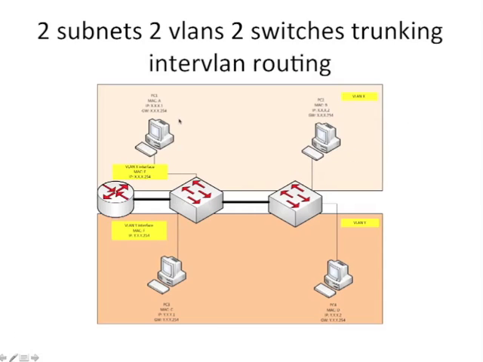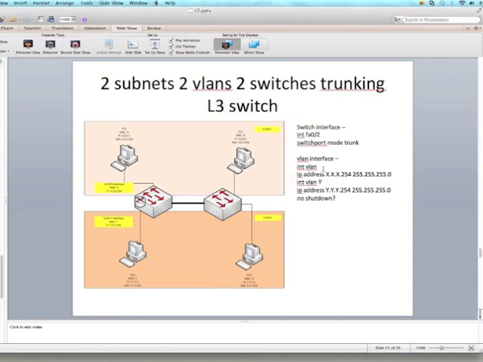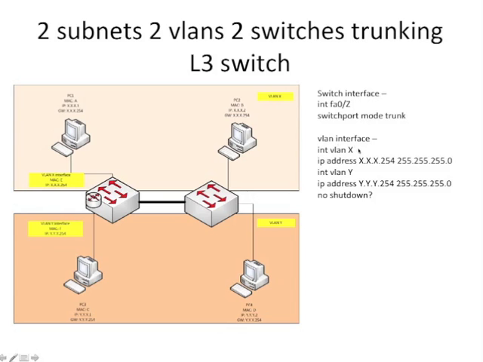Interface VLAN X will create the VLAN interface, and then you assign the IP address and the subnet mask. Interface VLAN Y creates the other interface, and you assign the IP address and subnet mask.